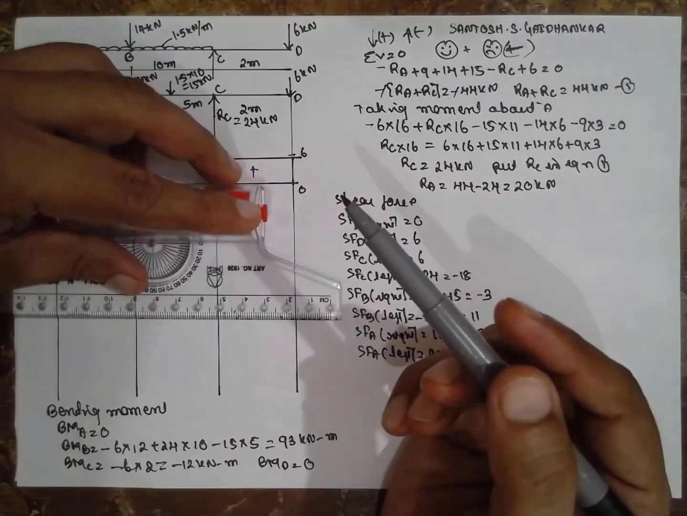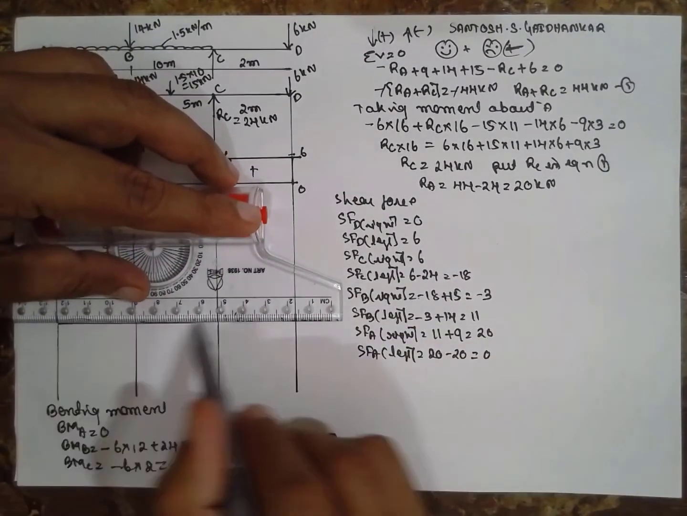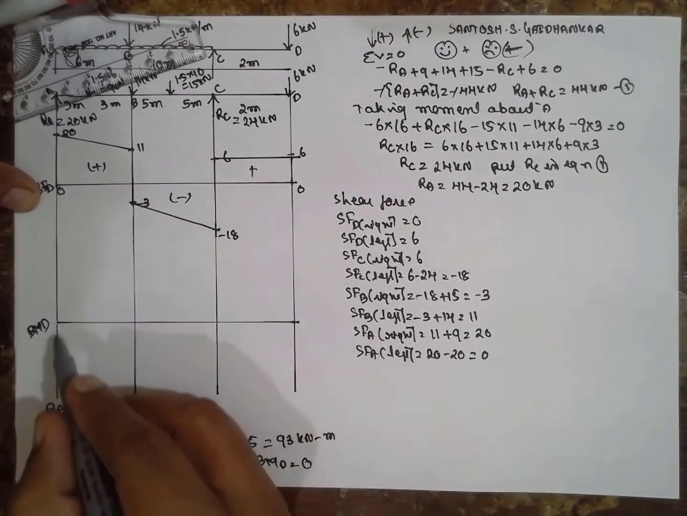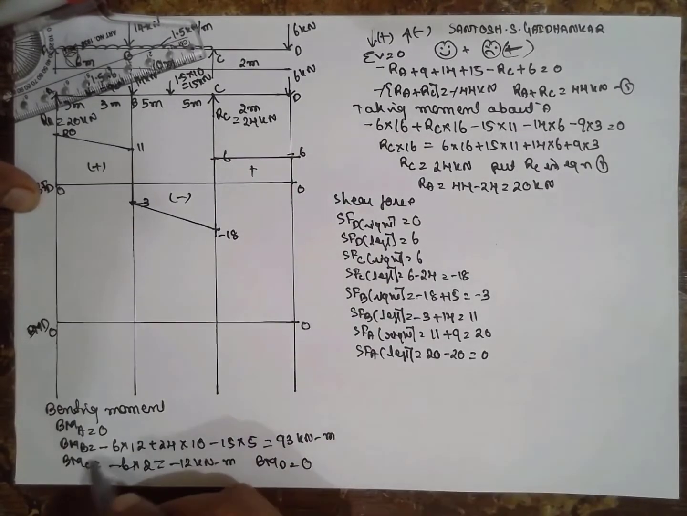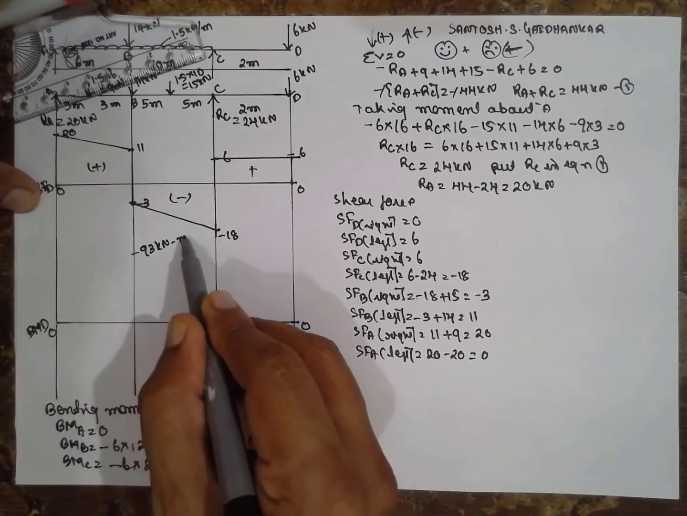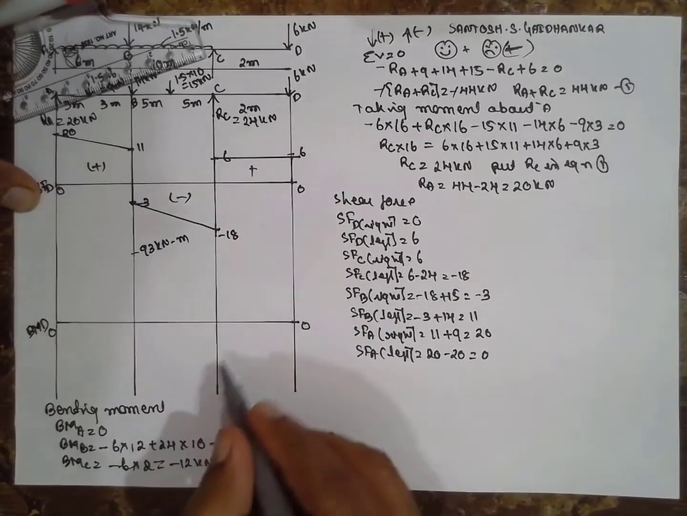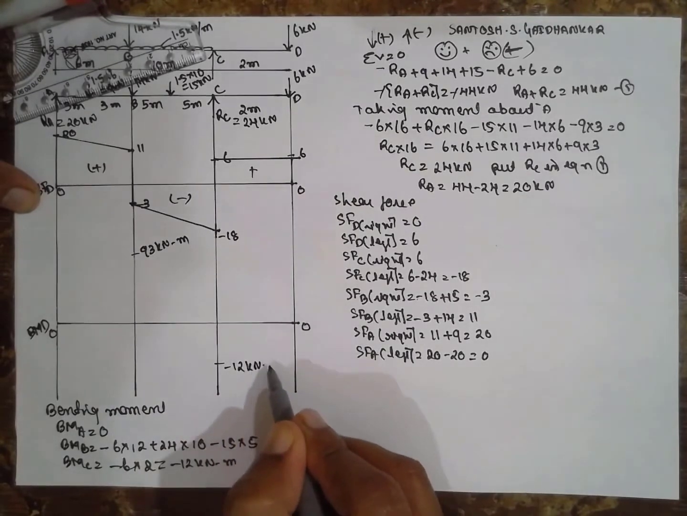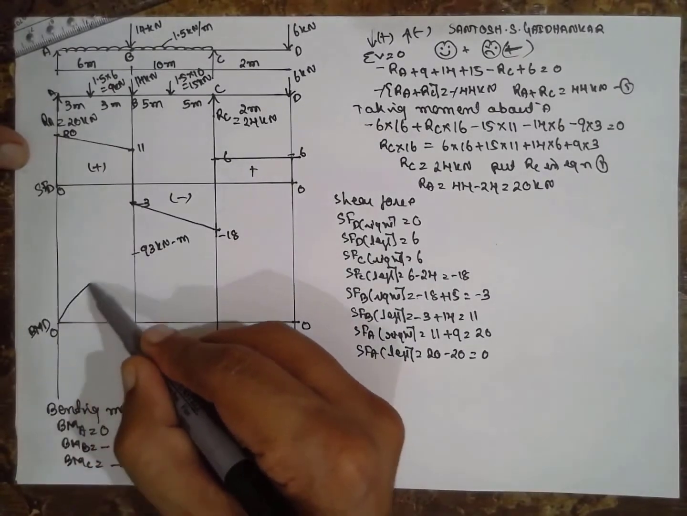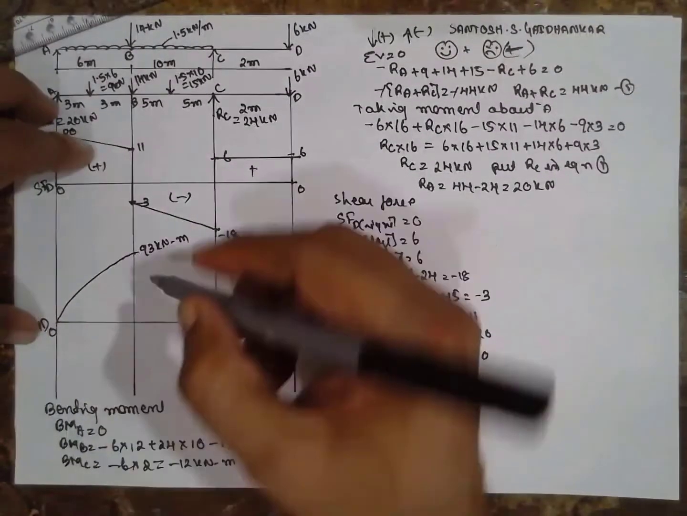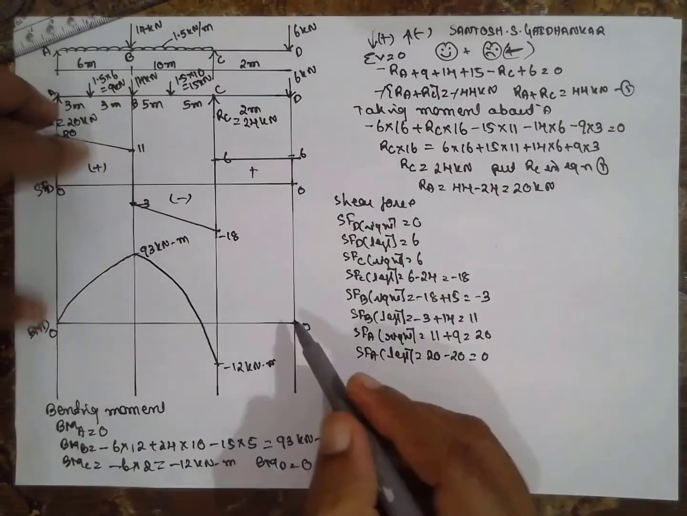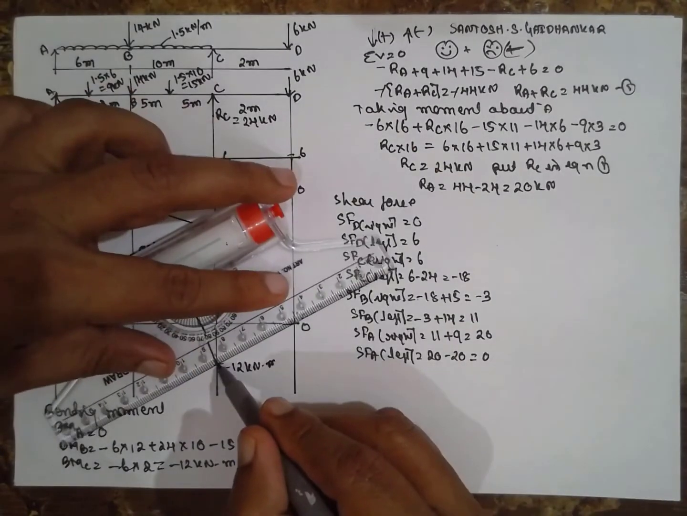Now I am drawing the bending moment diagram, with the positive and negative side. First is 0 and last is 0. The B value is 93 kilonewton meter. The C value is minus 12 kilonewton meter. Because there is a UDL, a parabola comes into the picture. Where there is no UDL, it is a straight line.